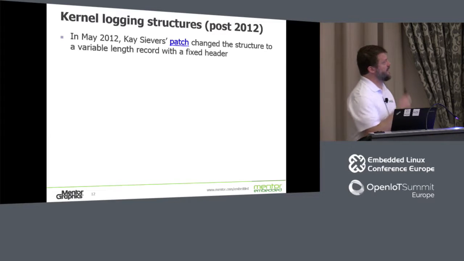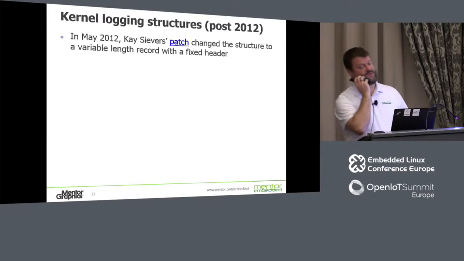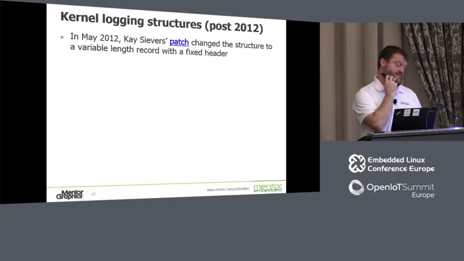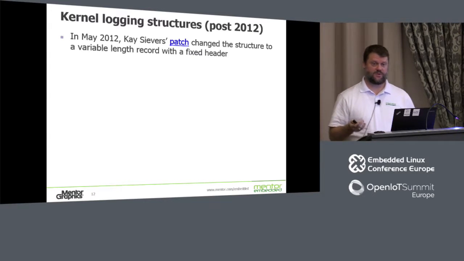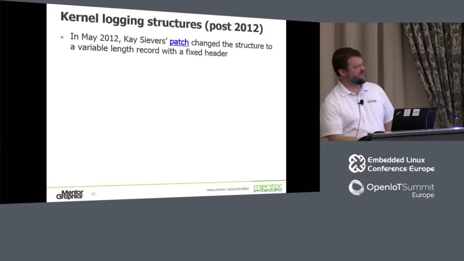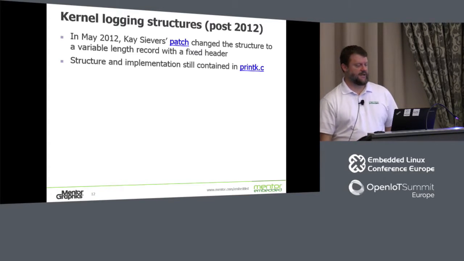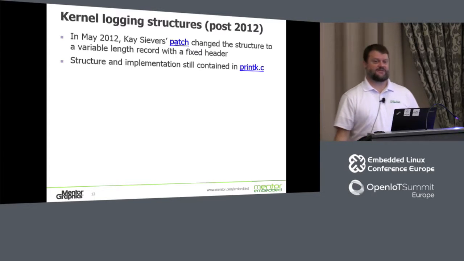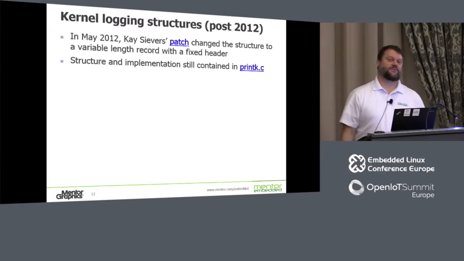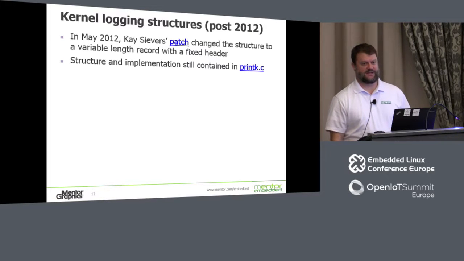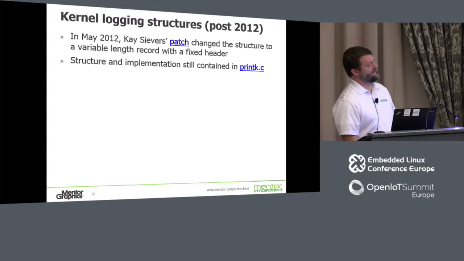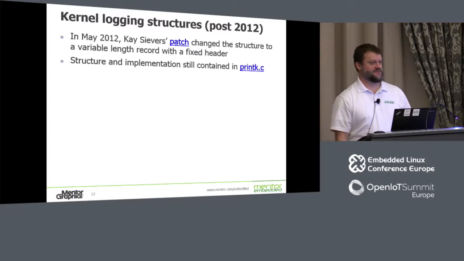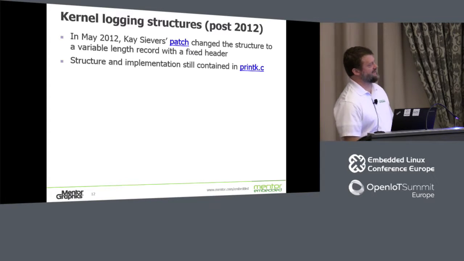So then, in May of 2012, Kay Sievers posted a patch that was merged, which changed the structure to a variable length record with a fixed header. And I'll show what that looks like in a sec. Everything was still contained in printk.c. In fact, there's comments to the effect of never put this into a header because we never want it exposed to anybody else. This is only internal. Which is ironic because then there's some other stuff that isn't in the printk.c and isn't in a printk.h header.